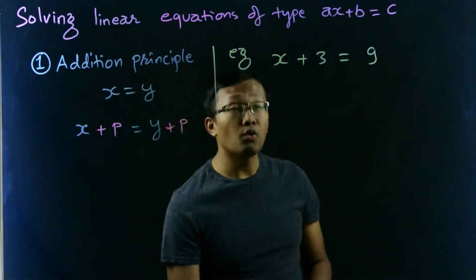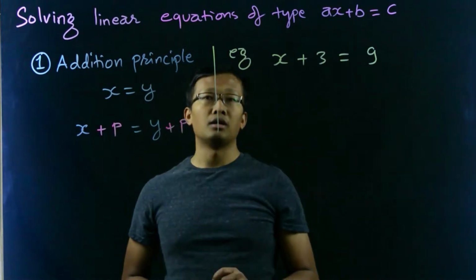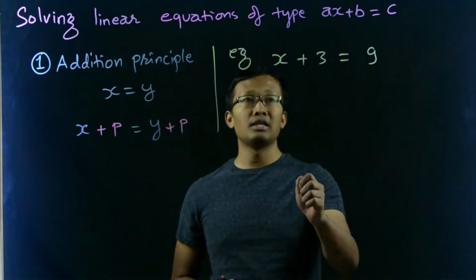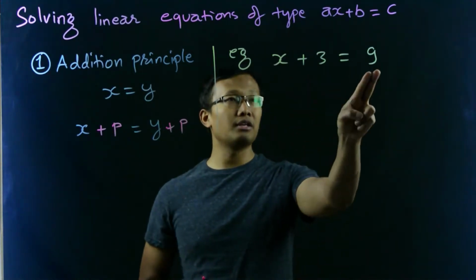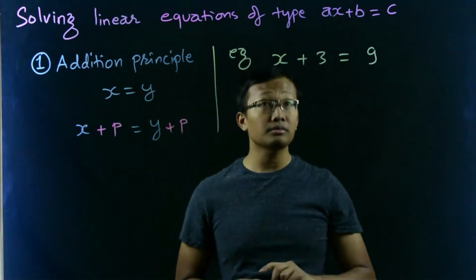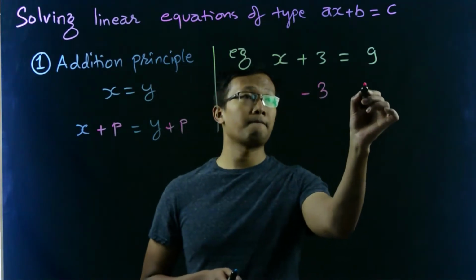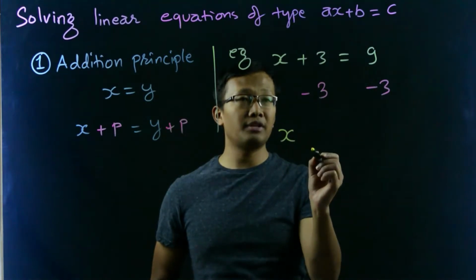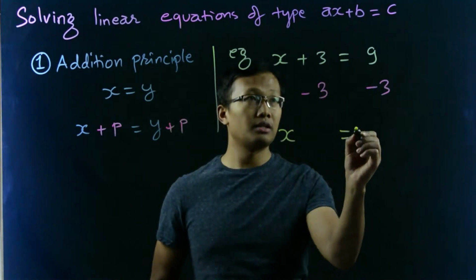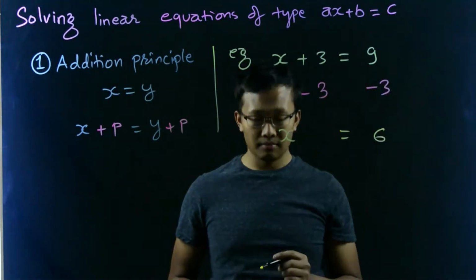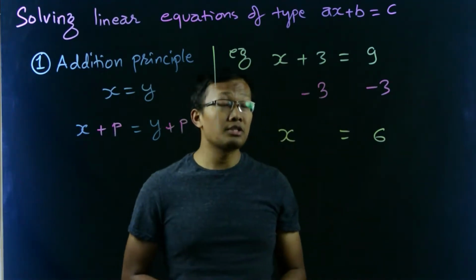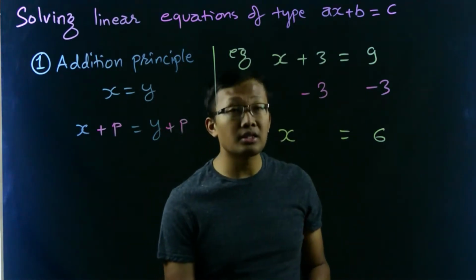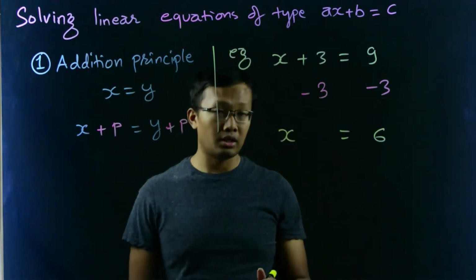Here, we want to make x all alone by itself on the left hand side. So for that, let us add -3 on both sides. x + 3 and -3 cancel out each other. 9 minus 3 is 6. x = 6 is our solution, and we want to check whether this solution is true or not.